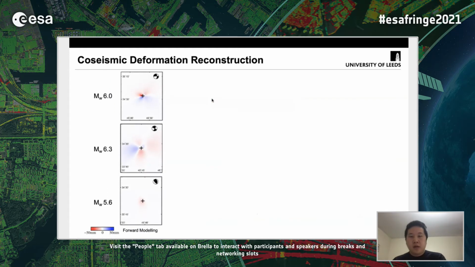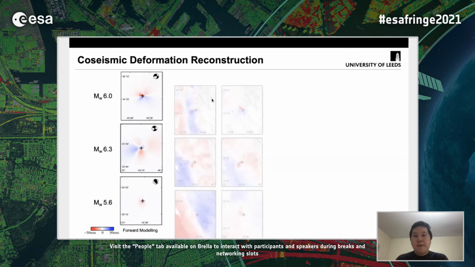To compare the single interferogram to our reconstructed deformation fields, we first show the forward modeling of 3 earthquakes on the ascending track using the fault parameters from the USGS. This is the ideal deformation pattern from the prediction of seismological data.